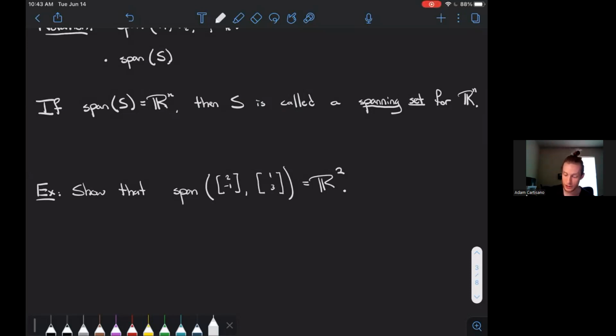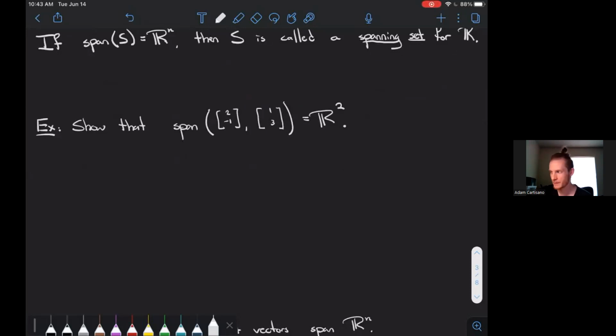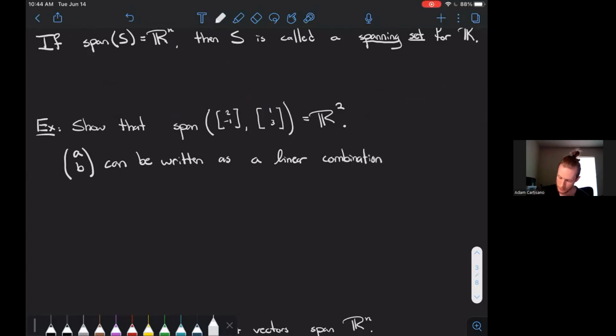So to do this is a very interesting strategy. We want to show that the vector (a, b) can be written as a linear combination of these two vectors.